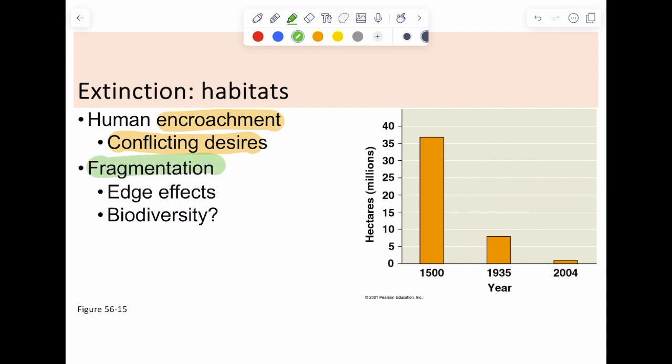And we will start to fragment whatever is going on with the environment. And when we fragment, we start to get what we call an edge effect. The edge effect is when you have two ecosystems that are next to each other.